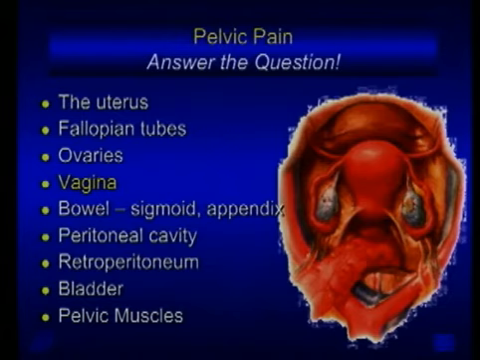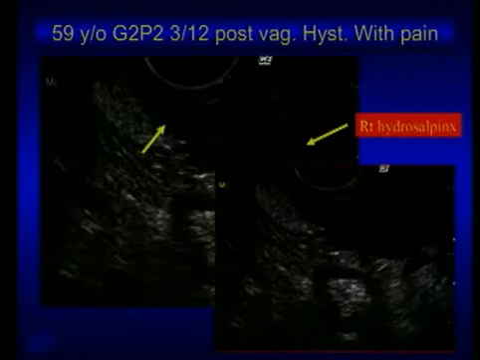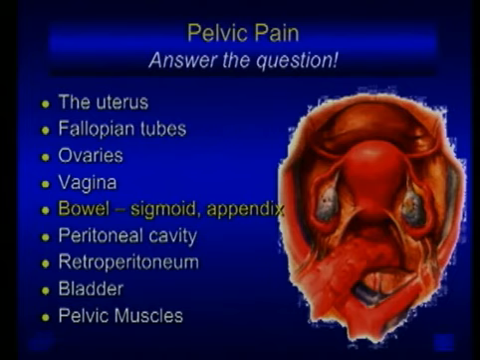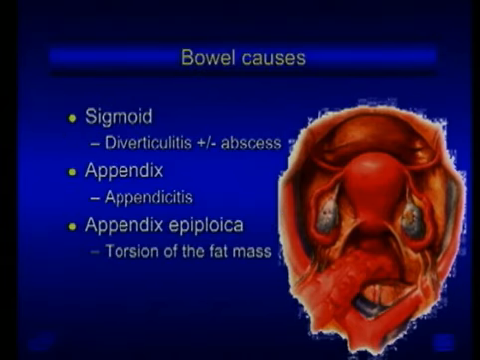The vagina is another cause of pelvic pain, but very uncommon. I'm just going to pass right through it. But next is bowel. A bowel is a very important cause of pelvic pain, both the appendix or the sigmoid. But you have to look behind the uterus to see it. So, sigmoid colon, diverticulitis or abscess, a cause of pelvic pain, often missed. Appendix, appendicitis, and torsion of the appendix epiploica.